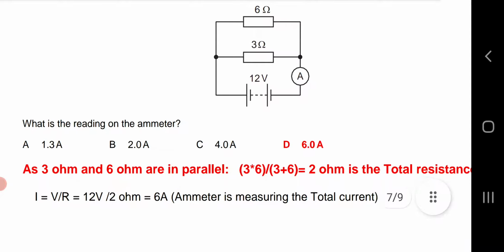Now by using Ohm's law, I is equal to V over R. The total voltage is 12 volt and the total resistance is 2 ohm. So the current in the circuit that will be measured by the ammeter is 6 ampere, because the ammeter here is measuring the total current. So option D, 6 ampere.